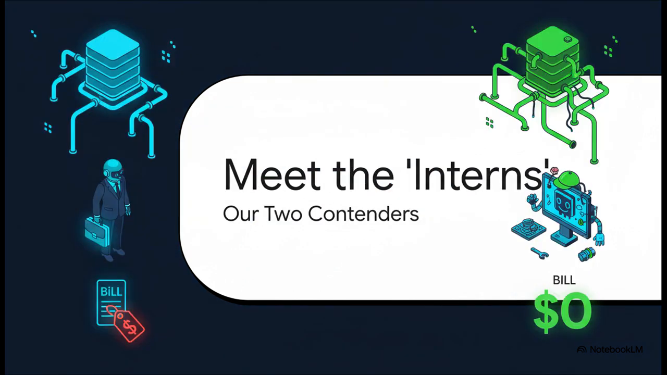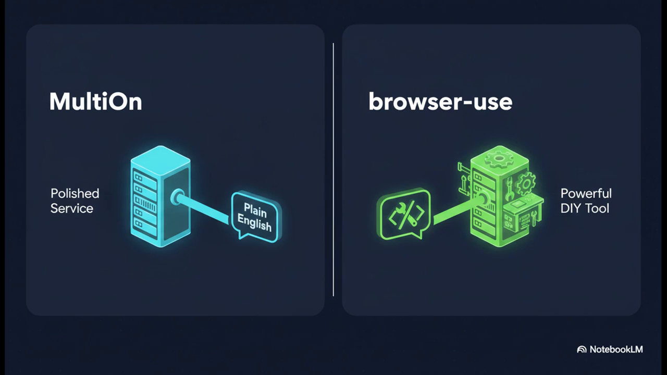So let's use an analogy. Imagine you're hiring an intern to handle all your web automation work, and you've got two very, very different candidates showing up for the interview. One is this polished, professional agent that's ready to go on day one, but they come with a salary. The other is a super brilliant, do-it-yourself intern who's free, but you've got to train them and give them a place to work. So on one side, you've got MultiOn.